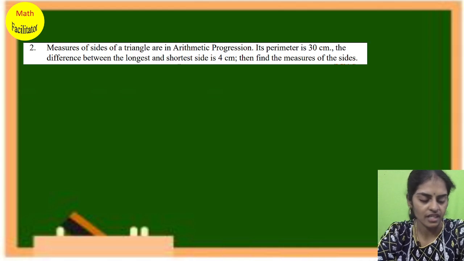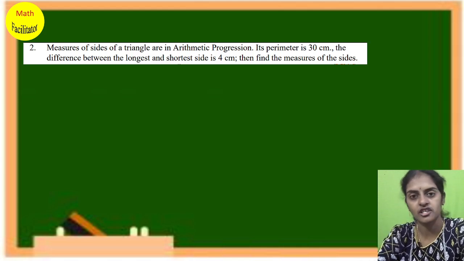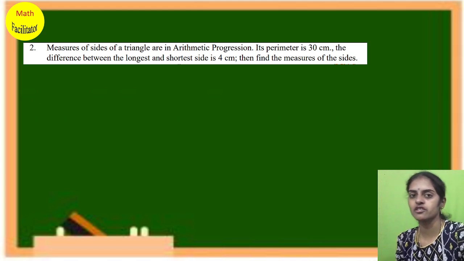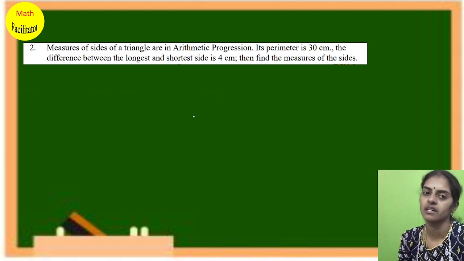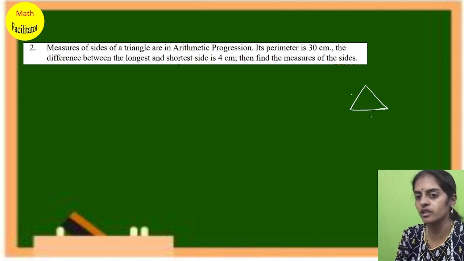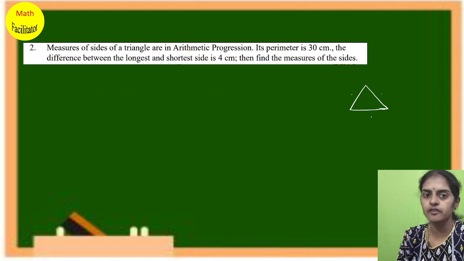The measures of the sides of a triangle are in arithmetic progression. Its perimeter is 30. The difference between the longest and shortest side is 4. Find the measures of the sides. So in a triangle, you have to find the measure of all 3 sides. They gave you that the sides are in arithmetic progression.